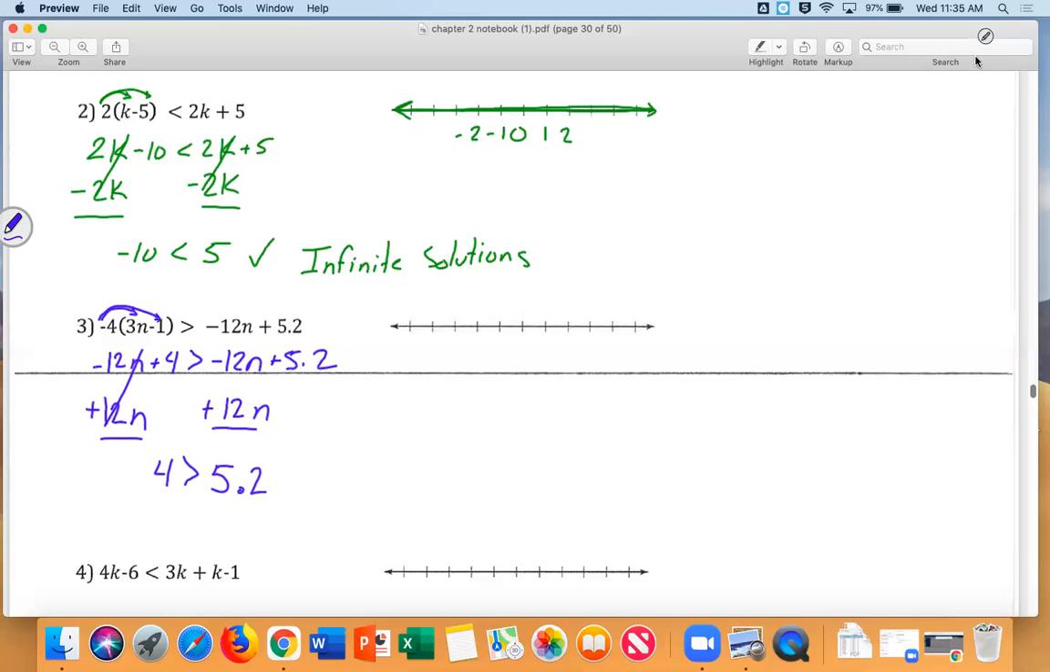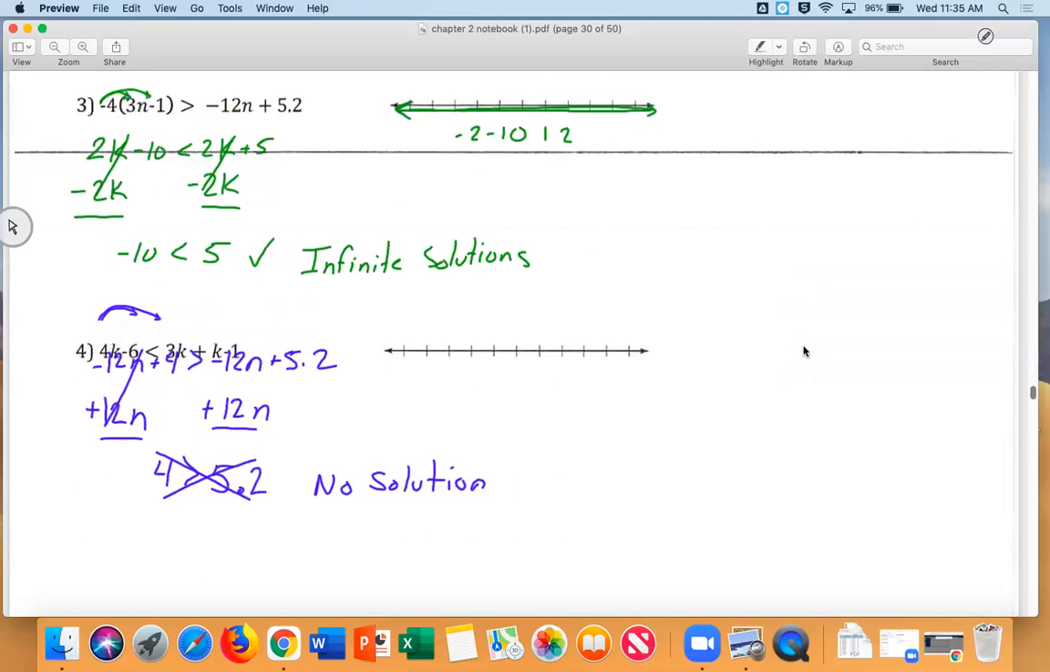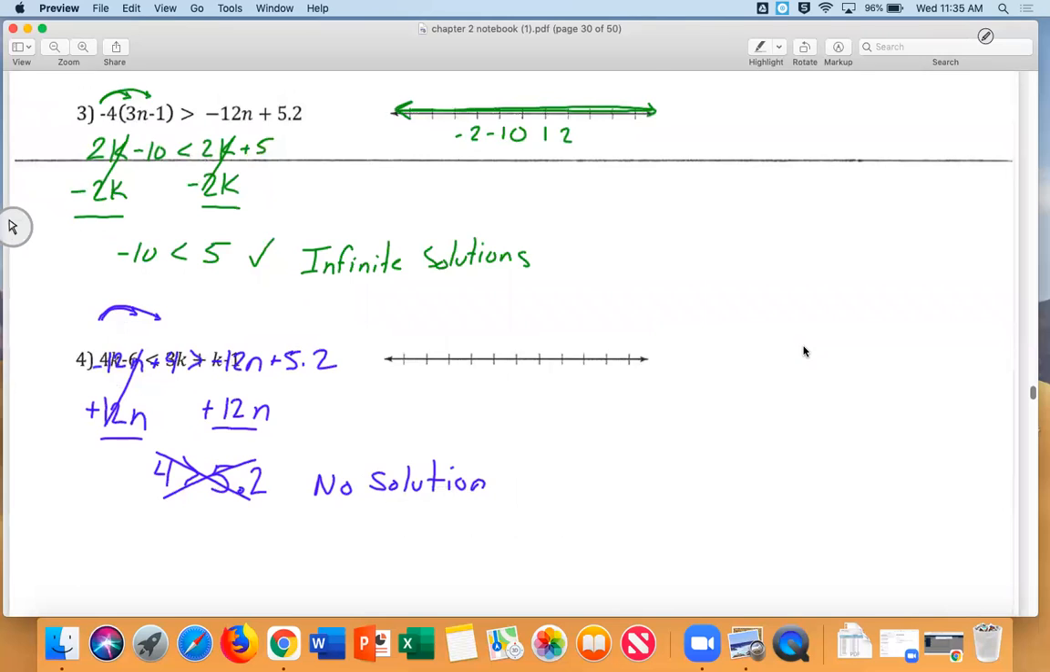Like, is $4 more than $5.20? No. So this is not true. So this is no solution. So for no solution, we actually don't even shade the number line.